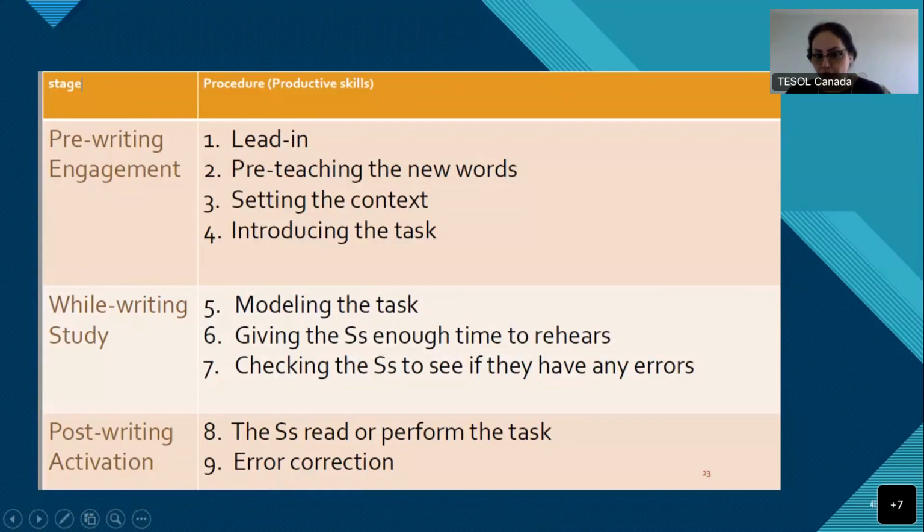So pre-while-post, again, you write for the process. Lead in, teach the keywords that you want your students to use in their writing, set the context and introduce them, give them instructions. If they need a model, give them a sample, like a model of email, model of resume, model of paragraph writing, for example. Formal letter, informal letter. So they need to see the model.